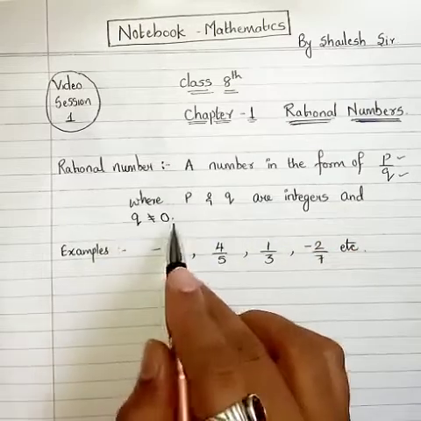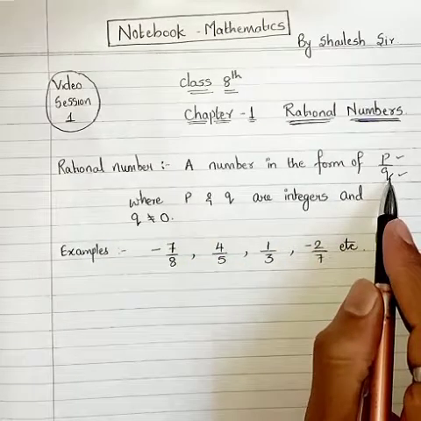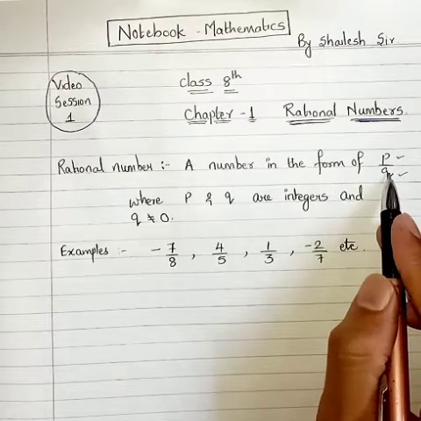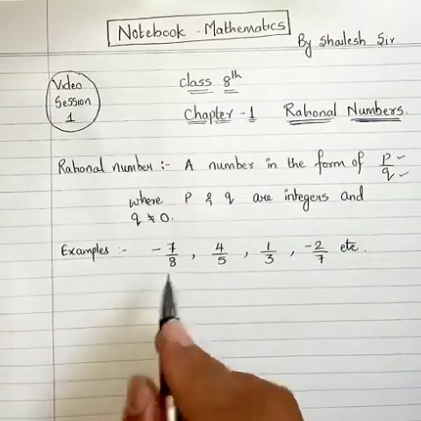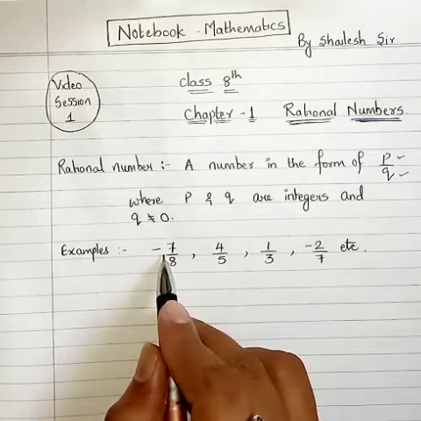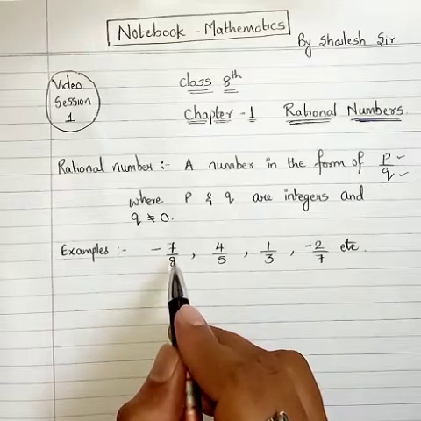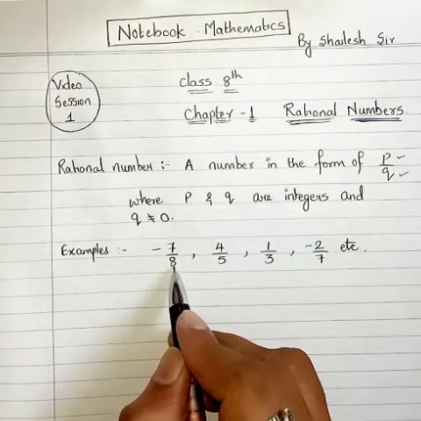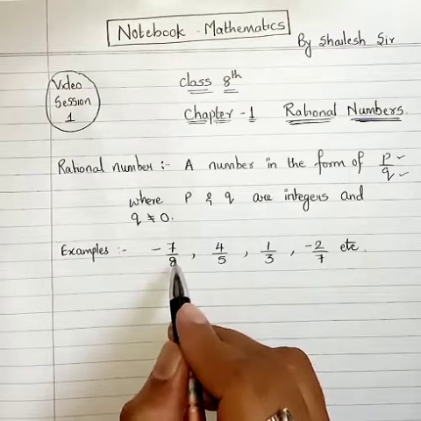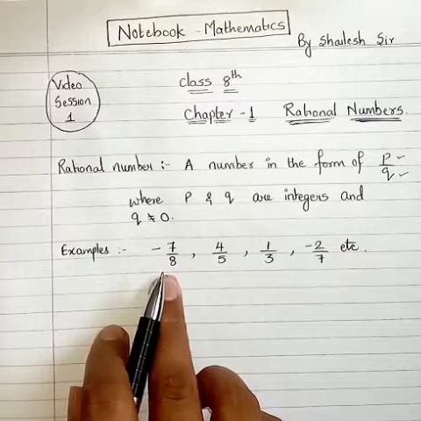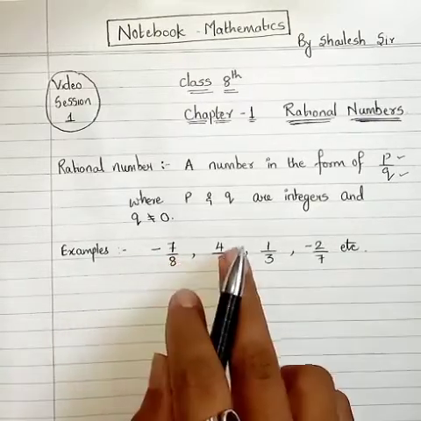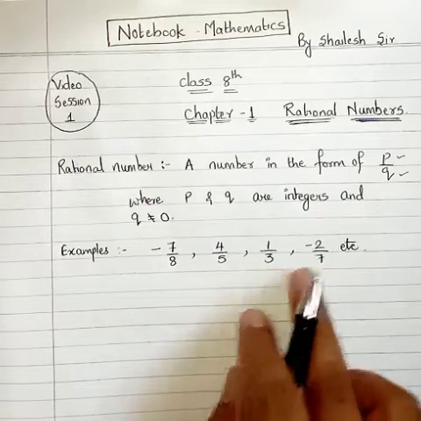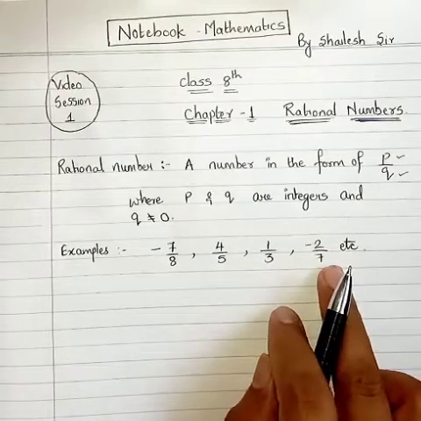Where p and q are integers and the q value should not be equal to 0, right? So this denominator should not be equal to 0. Some of the examples we have written here: minus 7 by 8. So the p value is minus 7, q is 8. Both are integers and the q value is not equal to 0, it is 8 here. So this is our rational number. Like that, 4 by 5 is a rational number, 1 by 3 is a rational number, minus 2 by 7 is a rational number, and so on.